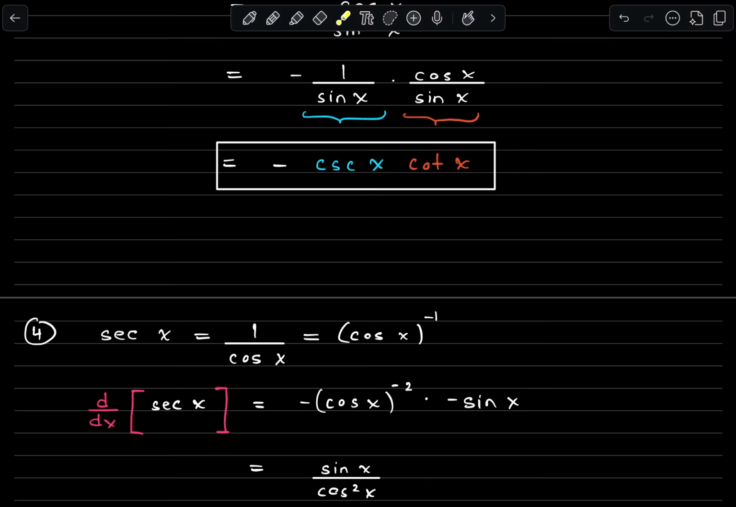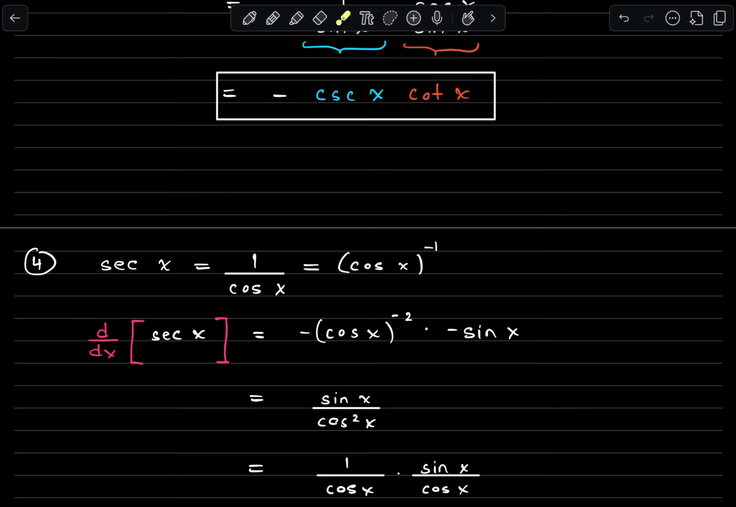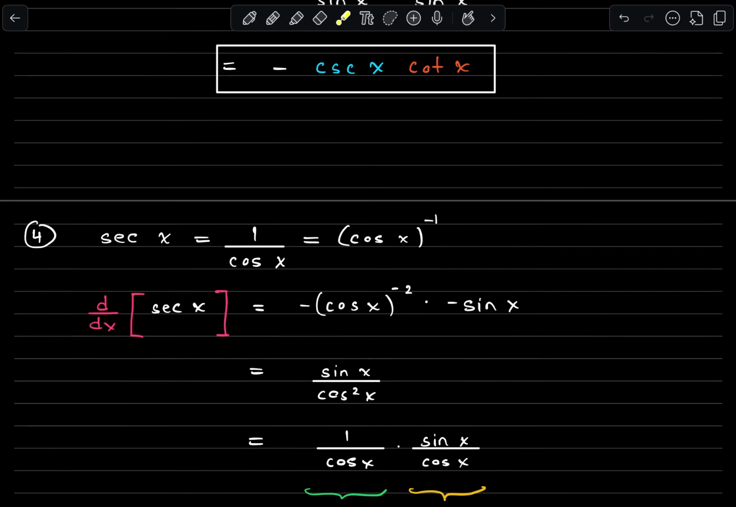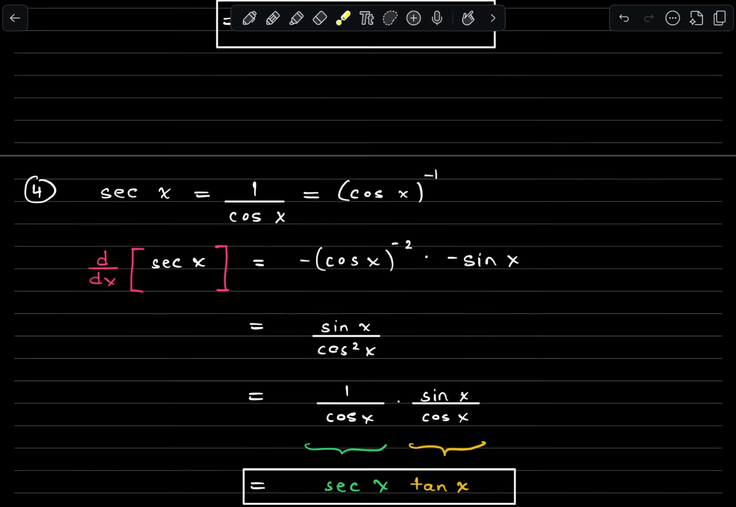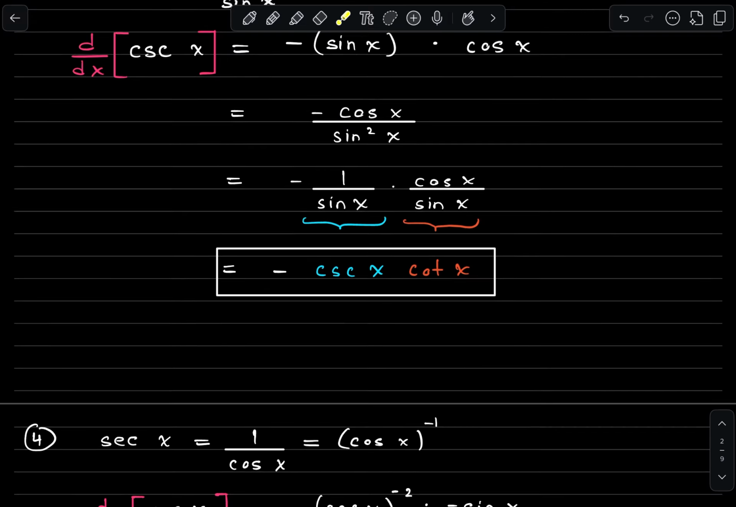This also becomes a fraction. Sine of x over cosine squared x. We can, again, separate it out in a very similar fashion. 1 over cosine x here, sine x over cosine x over here. 1 over cosine is just secant. Sine over cosine is just tangent. So the derivative of secant of x is secant of x tangent x.